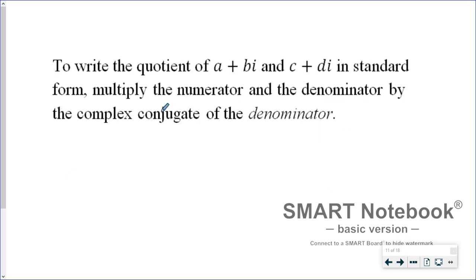Okay. To write the quotient of a plus bi and c plus di in standard form, you need to multiply the numerator and denominator by the complex conjugate of the denominator. This is very important. This is how we divide complex numbers.